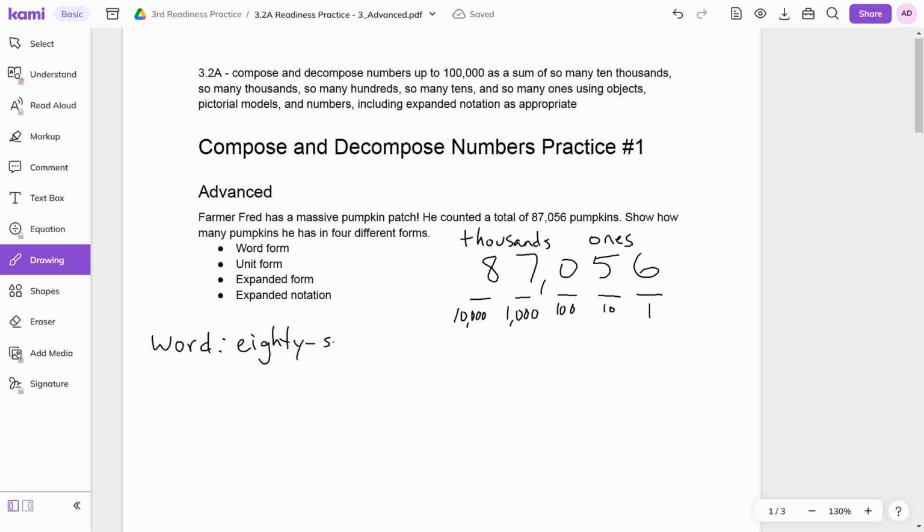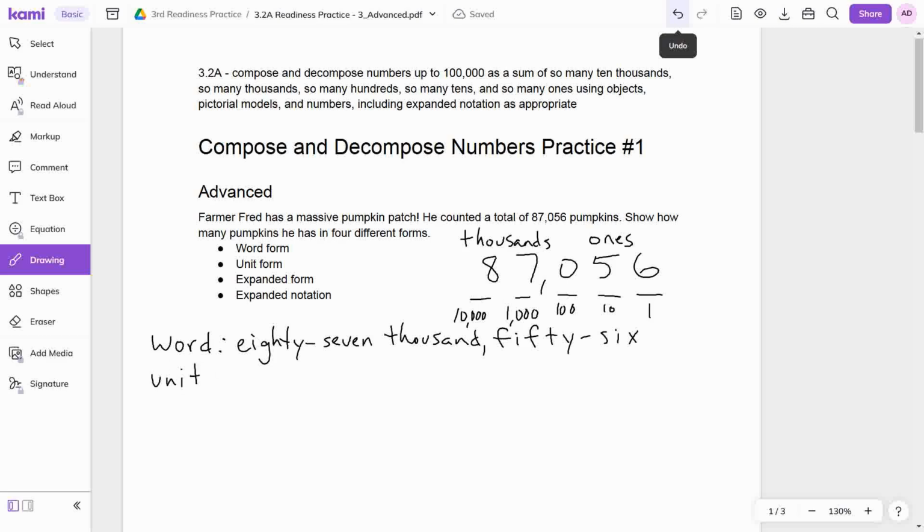We're going to use a hyphen here to separate 80 and 7. And I'll say the family name, thousand. Then you say the rest of it, 56, and that's the one in which you do not say the family name. So 87,056. We're not going to say "and 56." The "and" is reserved for when we're talking about decimals and starting in fourth grade. So that's it. The word form is eighty-seven thousand, fifty-six.